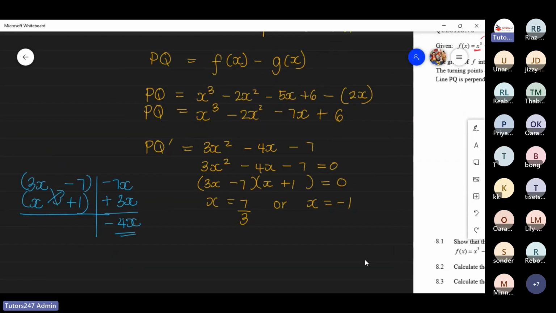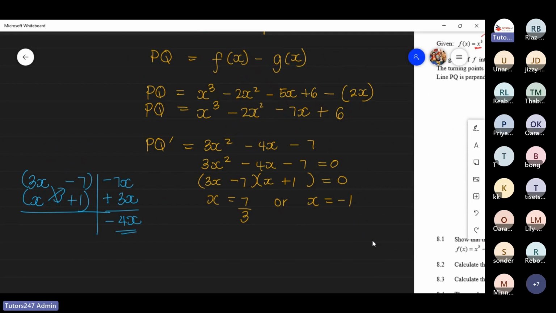We need to substitute our values of x into our original equation. For those of you that are not sure, the original equation is the equation that comes just before the derivative. That is the original equation, PQ. So we need to substitute these x values into PQ, and the one that has the greater y value will be our answer. So let's do that.